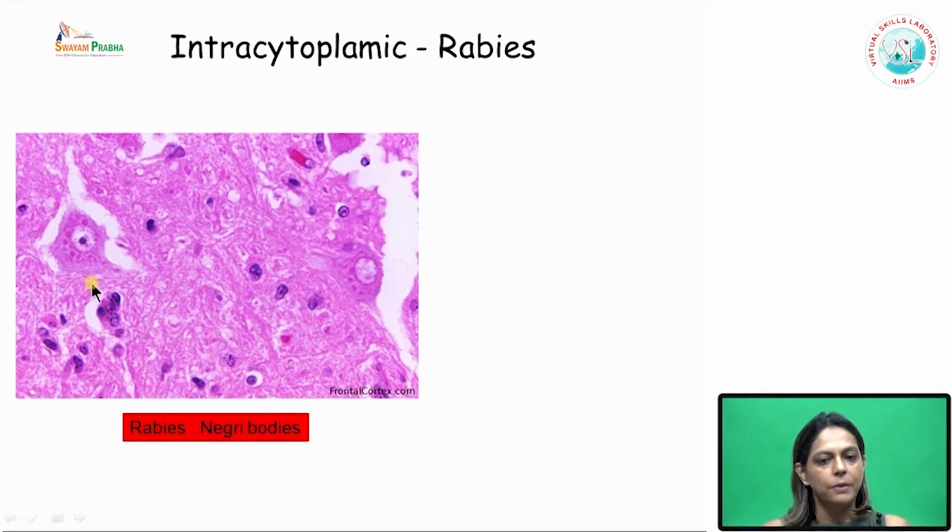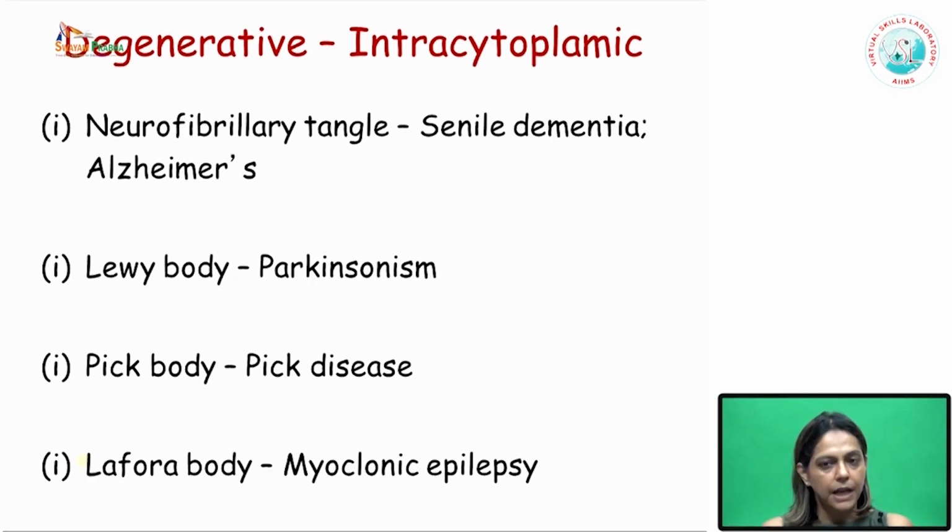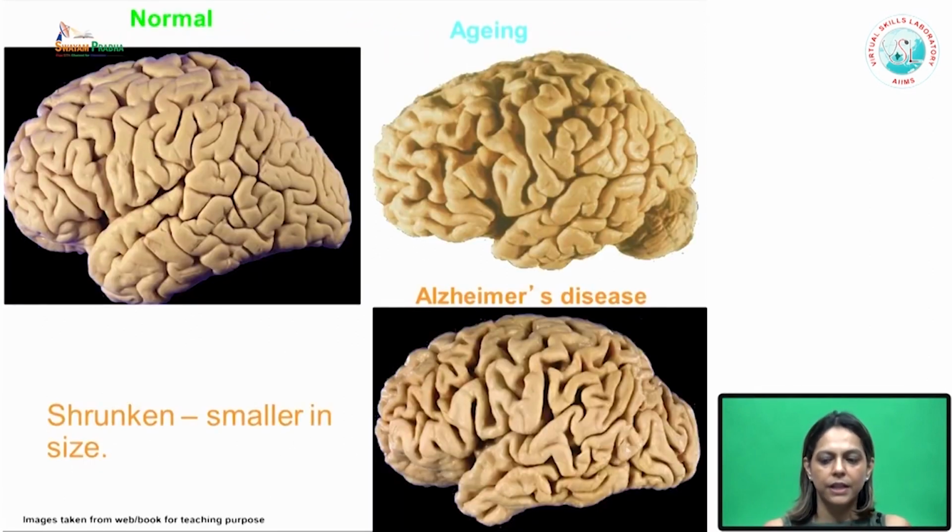And this is an example of again a viral infection, rabies. This is one of the viral infections, the only exception, where the inclusions are seen in the cytoplasm, and these are known as Negri bodies. In most of the degenerative conditions, you see intracytoplasmic inclusions in the neurons, and these can be in the form of neurofibrillary tangles, Lewy bodies in Parkinson's, Pick's bodies in Pick's disease. You should not confuse Pick's disease with Niemann-Pick disease. This is basically a degenerative condition of the brain which I will be covering, and Lafora bodies can be seen in myoclonic epilepsy.